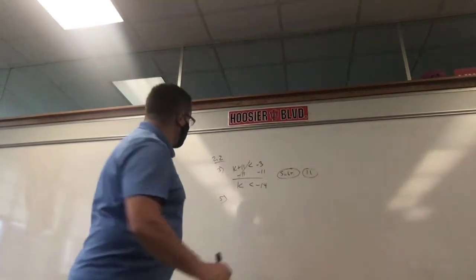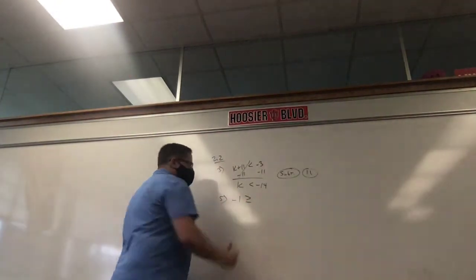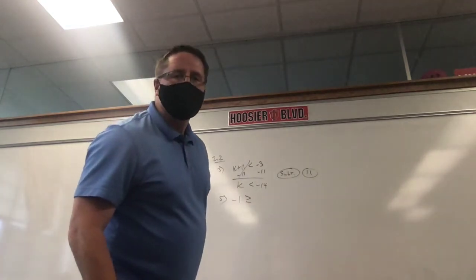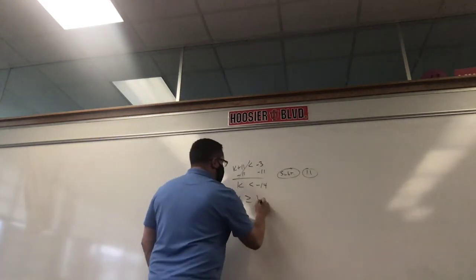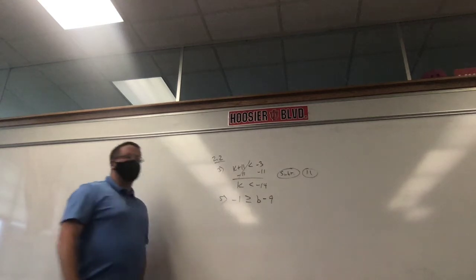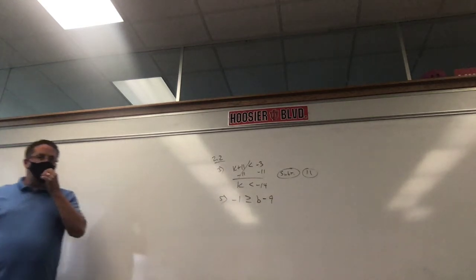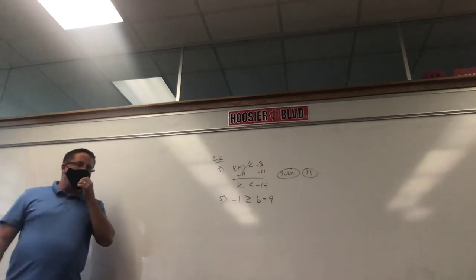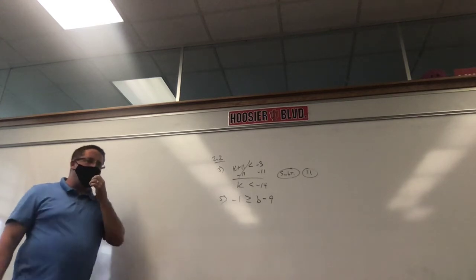Okay, how about this one? Negative 1 is bigger than or equal to b minus 9. Now, how is this one a little bit different than question number 3? It's backwards. You have the variable on the other side, but you still solve it the same way. You still want to get b by itself.